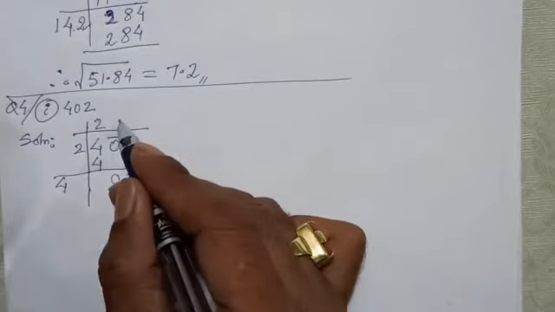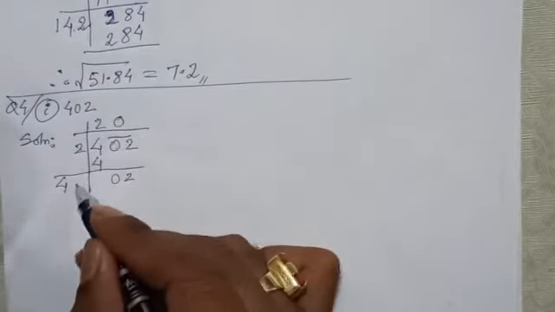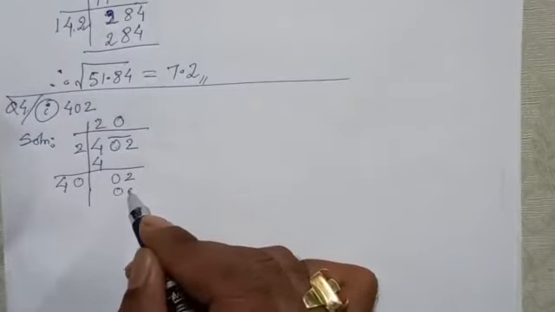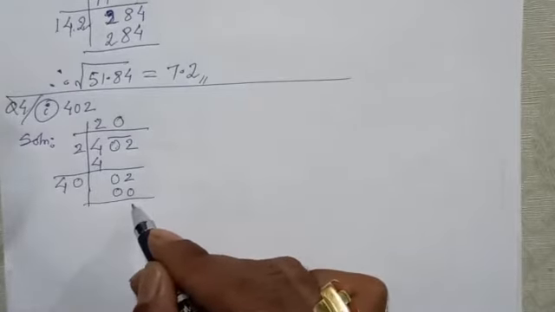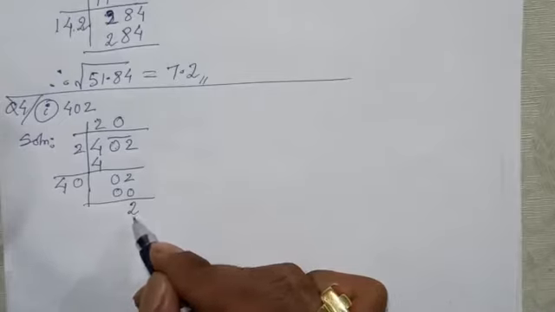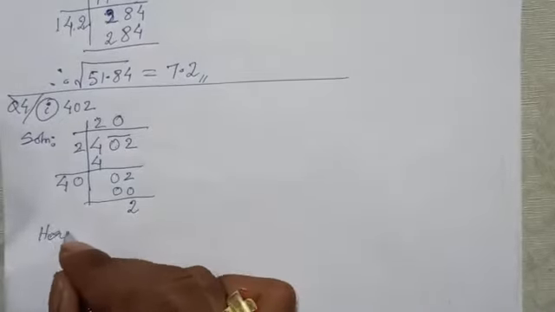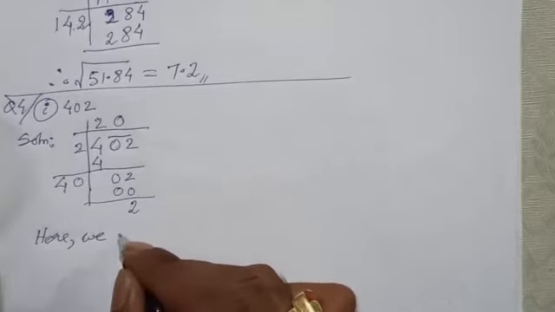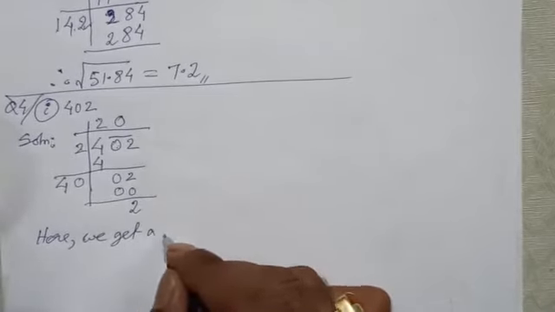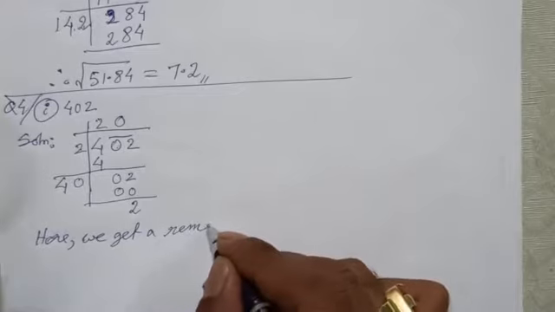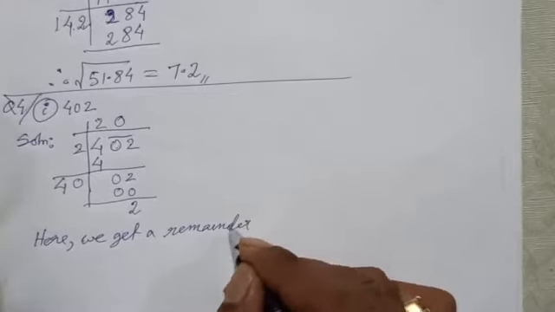Cannot divide means we are going to put 0 here, and 0 here also, then 0 0. If we subtract, then we get 2. Here the remainder is 2. Here we get a remainder 2.